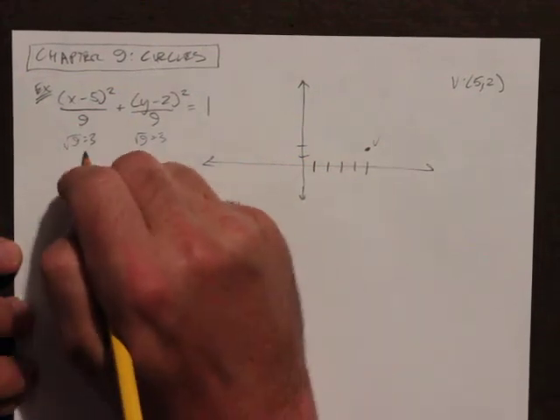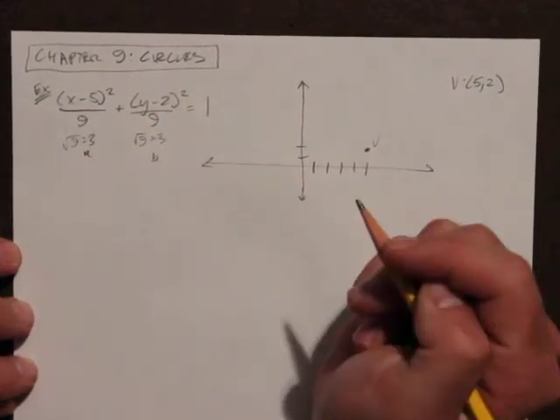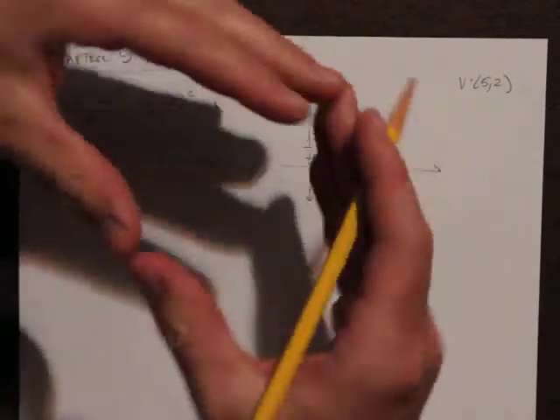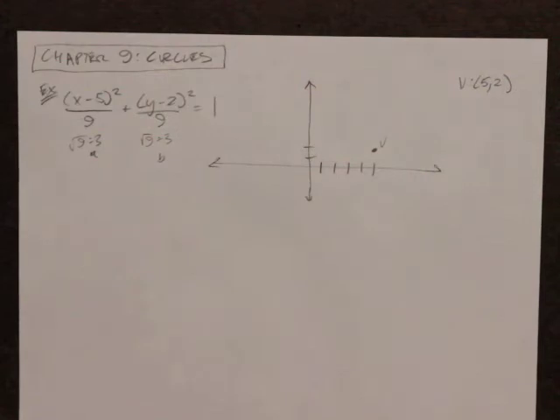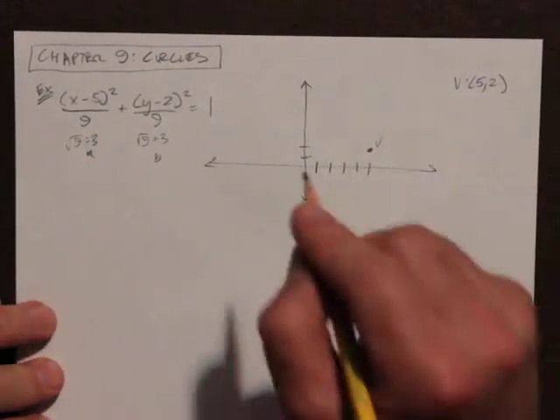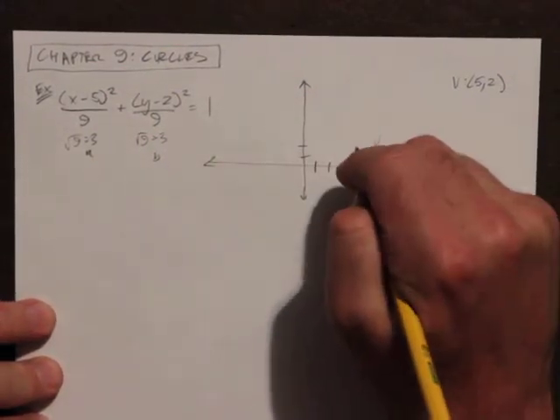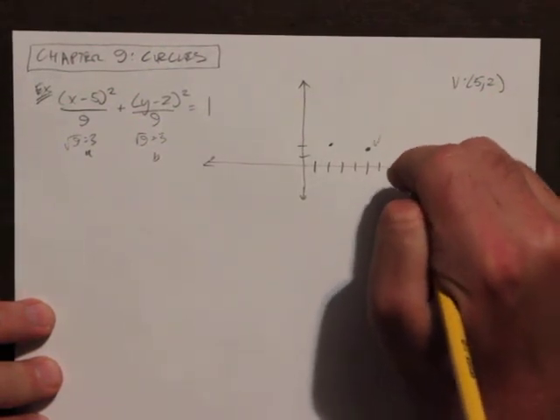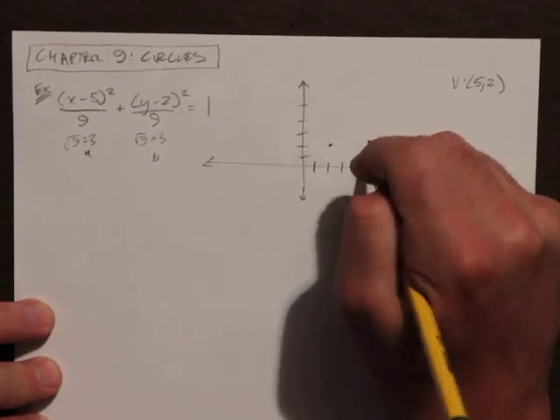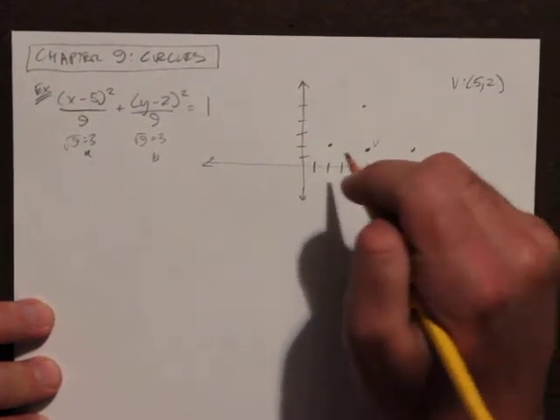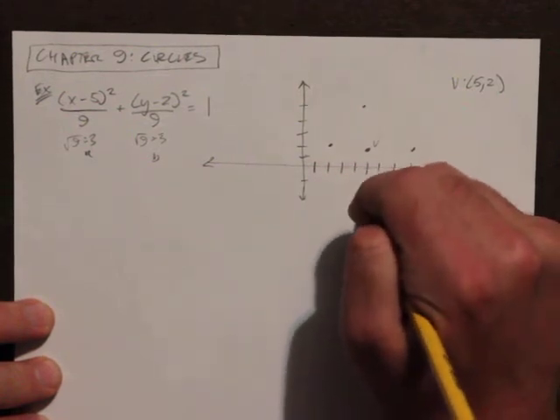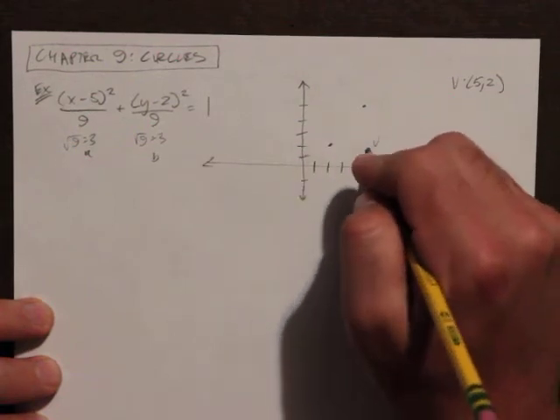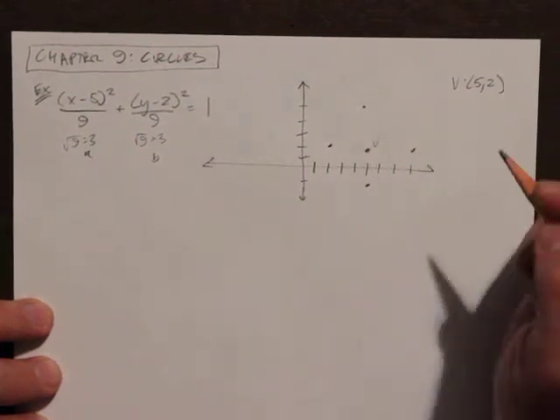Oh wait, they're both the same. Isn't that weird? So do you think this ellipse is going to squish this way or squish this way? Or something different altogether? So A, let's go 1, 2, 3. 1, 2, 3 for B. Looks like I did something wrong here. Oh, that 2 is way down there. Okay, that's what happened.